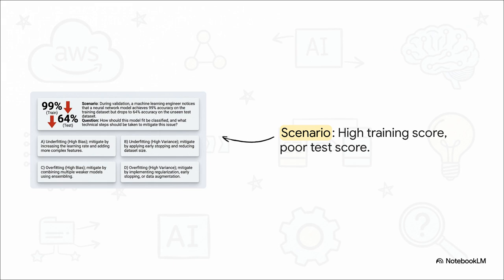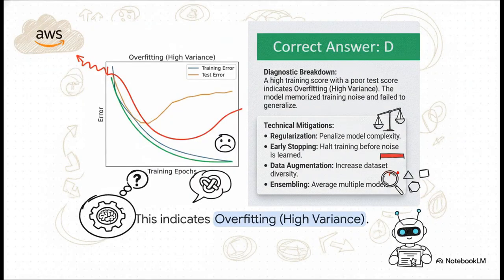Notice that massive performance drop from 99% down to 64%? Lock in your answer. Answer D is the one. This is literally a textbook case of overfitting, or high variance. Notice how the blue training error drops to near zero, meaning the model is perfectly memorizing training noise. But that orange test error starts spiking up. It's completely failing to generalize to the real world. Mitigations for this include regularization, early stopping, or data augmentation.